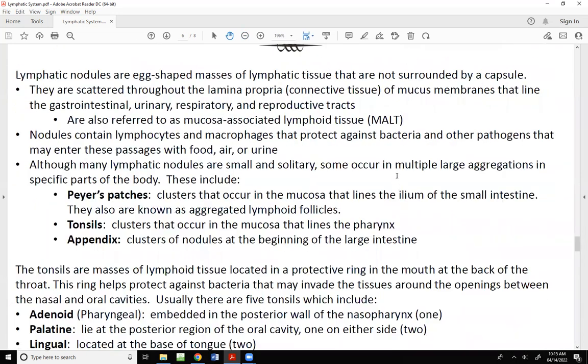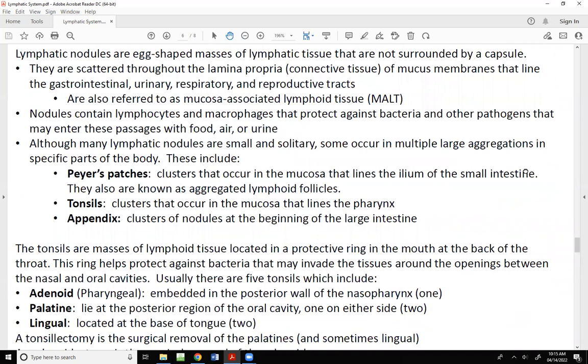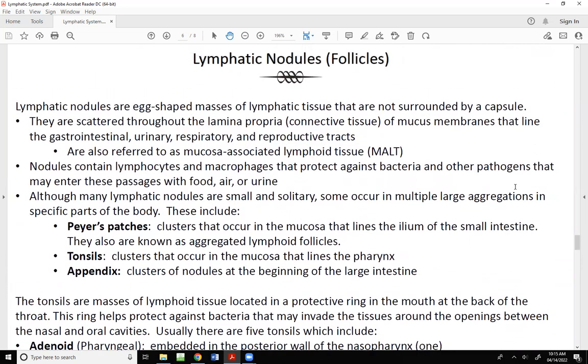All right, lymphatic nodules, not nodes, are egg-shaped masses of lymphatic tissue that are not surrounded by a capsule. So that's a key difference than what we saw with lymph nodes, which do have a capsule, okay? Another big difference relates to their function in that these guys don't filter lymph. Lymph does not flow through them. They're not biological filters like our lymph nodes.